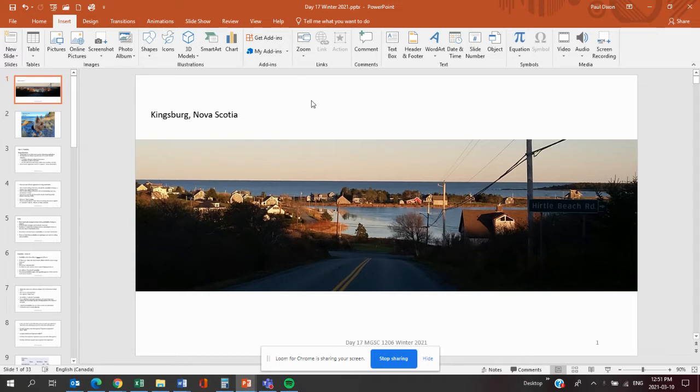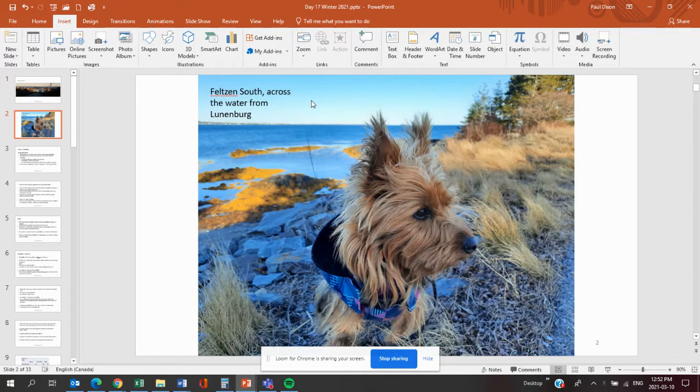And you even get my pictures. So this is last week. This is Kingsburg as you drive down into the village. It really calms you down. And with the stress of this recording, I wish I was there to enjoy it. Unfortunately, I'm in Halifax. And last week, Dora and I took a walk to Felton South, which is a place lots of people have never heard of or seen before.